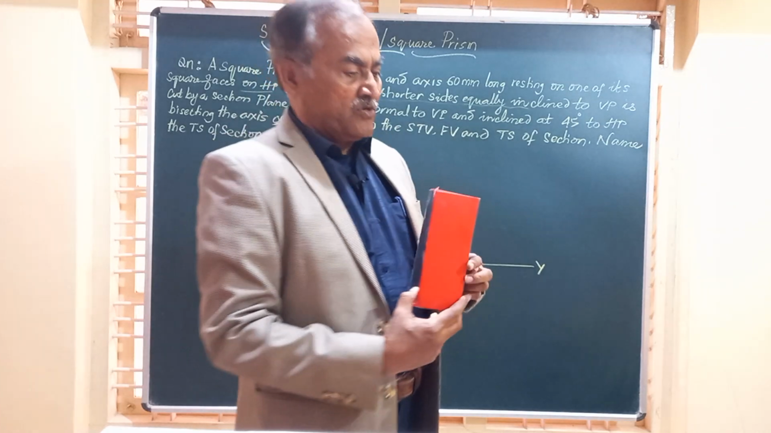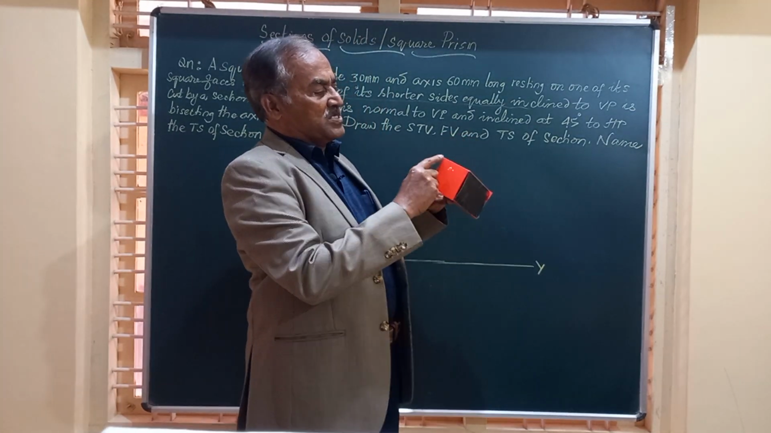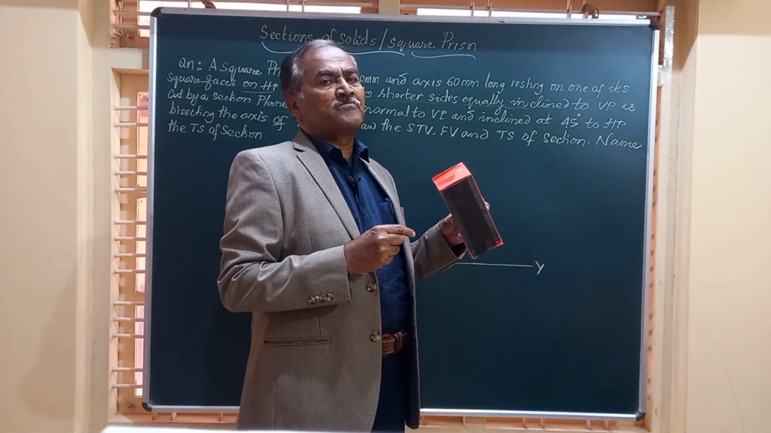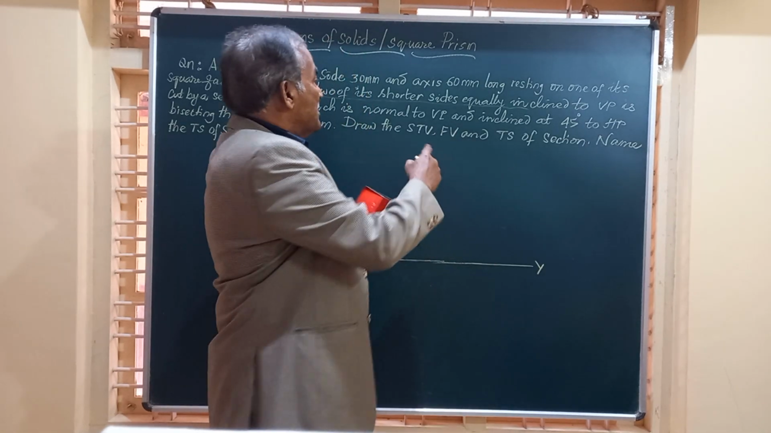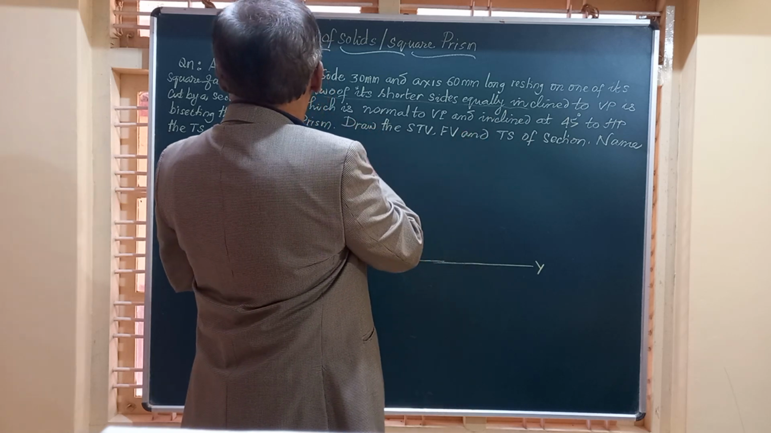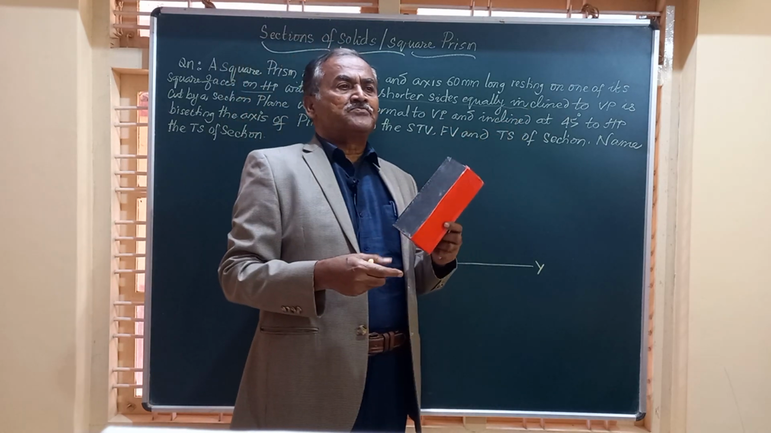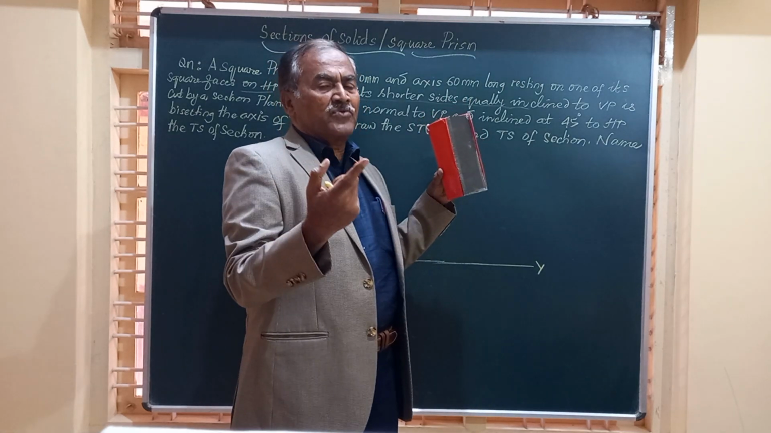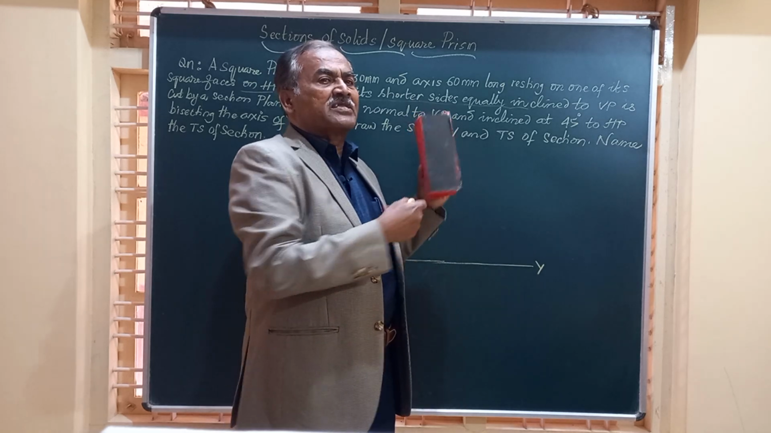Friends, when you take up the square prism, there are 1, 2, 3, 4 shorter edges for the square prism, and this is in the question. It is resting on HP with two of its adjacent sides equally inclined to VP. That means, friends, suppose this is AB, AB is at an angle to VP. So likewise, the adjacent side also will have the same inclination.